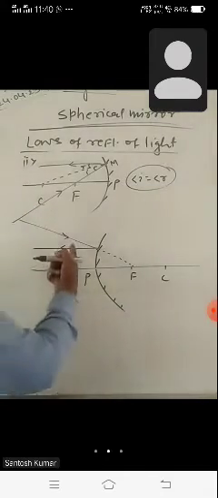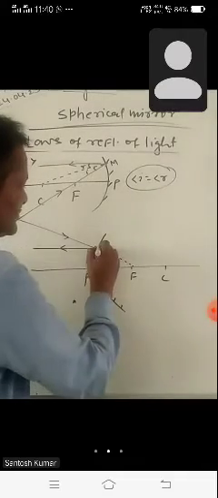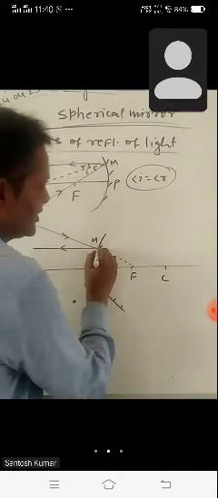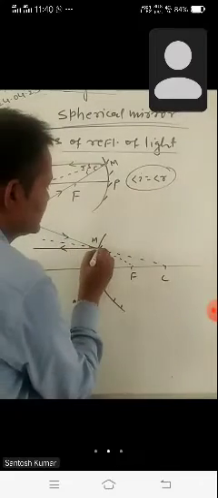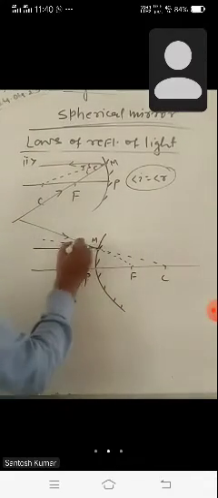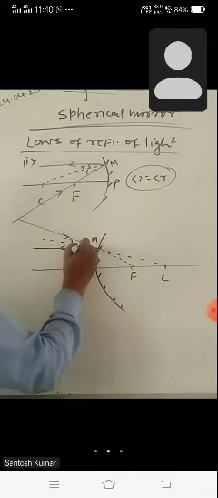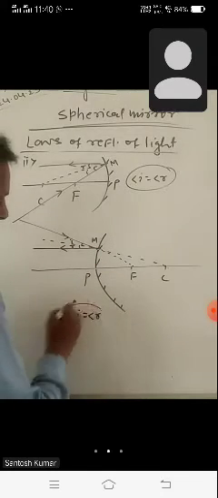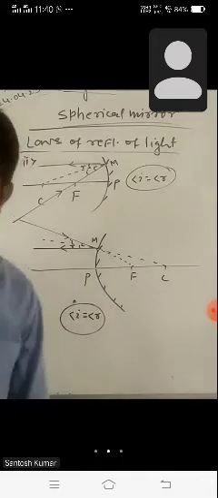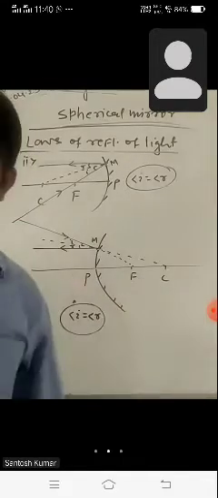See, what will happen this time? At this point of incidence, again you will join this line, just this CM, the normal. So this will be I and this will be R. Once again, angle I is equal to angle R. When you measure both angles, you will get both are the same.